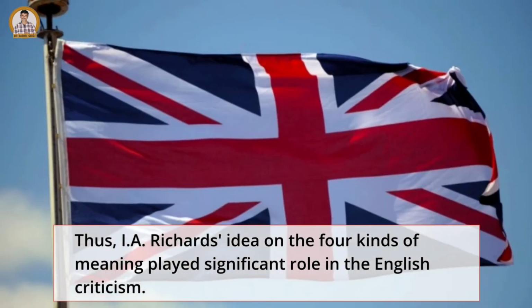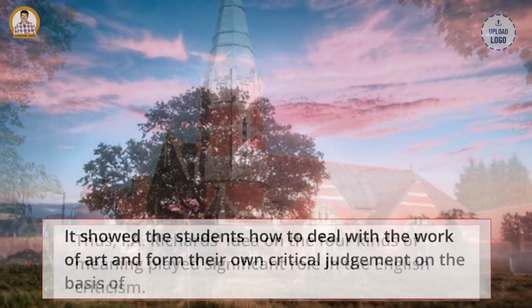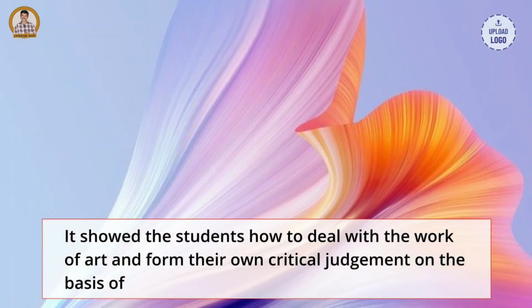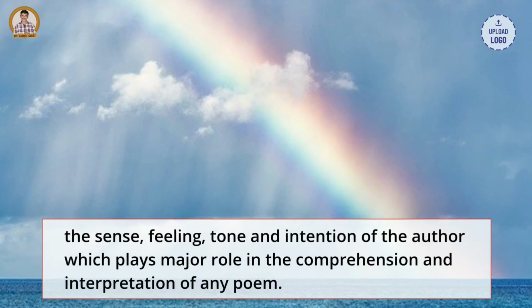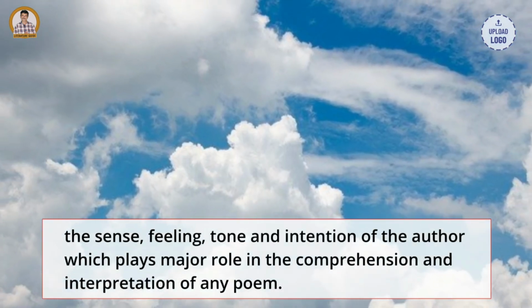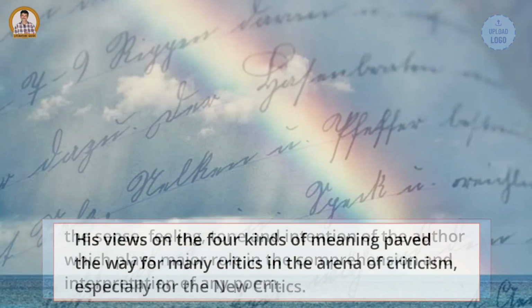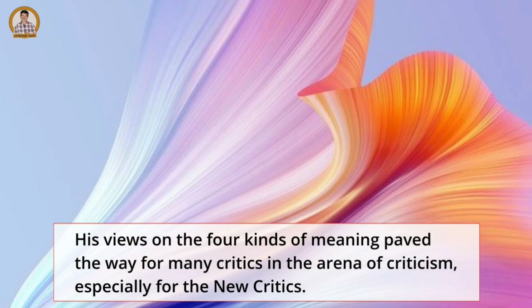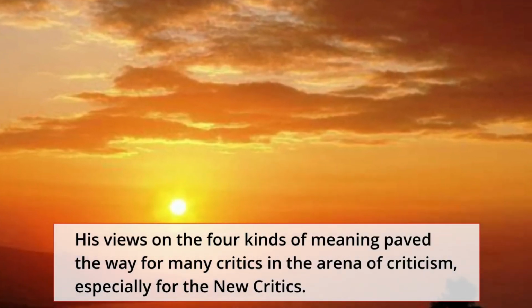Thus, I.A. Richards' idea of the four kinds of meaning played a significant role in English criticism. It showed students how to deal with a work of art and form their own critical judgment on the basis of the sense, feeling, tone and intention of the author, which plays a major role in the comprehension and interpretation of any poem. His views on the four kinds of meaning paved the way for many critics in the arena of criticism, especially for the New Critics.